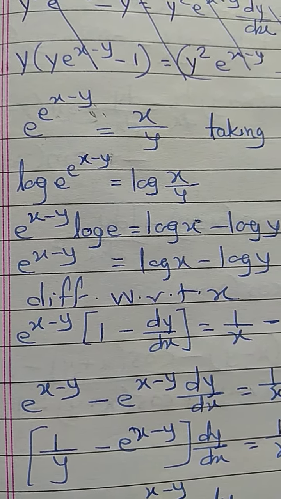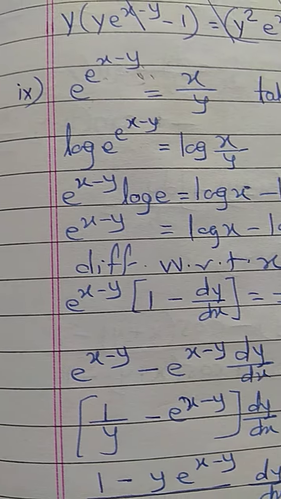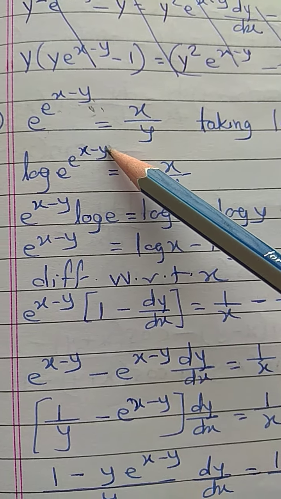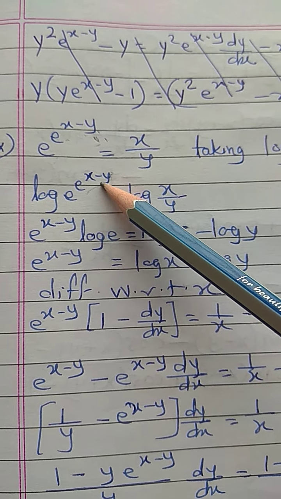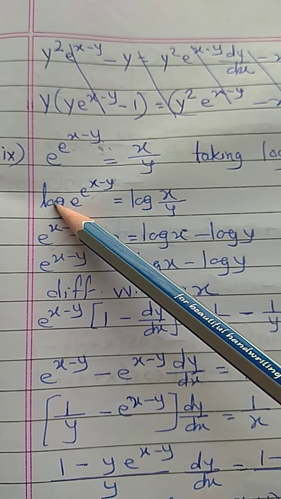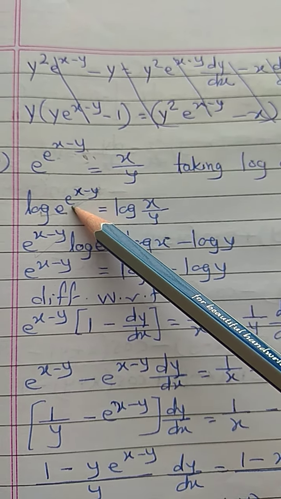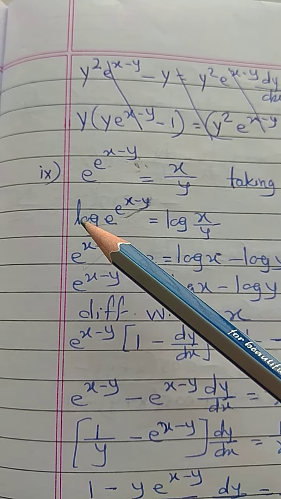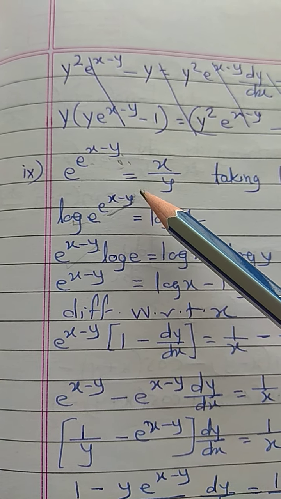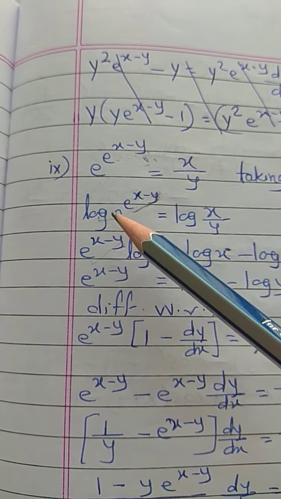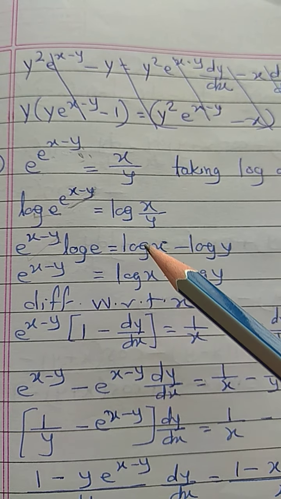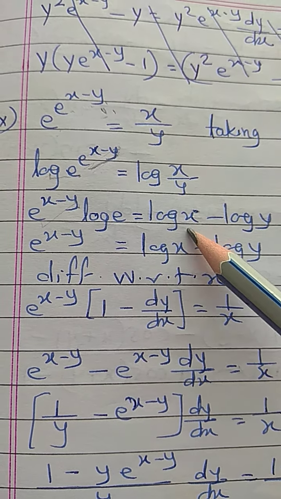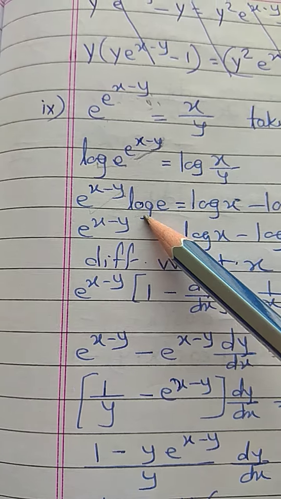To simplify this function, we have to take log on both the sides. So log of e^(x-y) is equal to log of x upon y. So this (x - y) will come down. Say here, log of a raised to p is p log a, that is p times log of a. So log of e^(x-y) will be (x - y) times log of e. Log of a upon b is log a minus log b. Therefore, log of x upon y will be log of x minus log of y. Log e is 1 here.